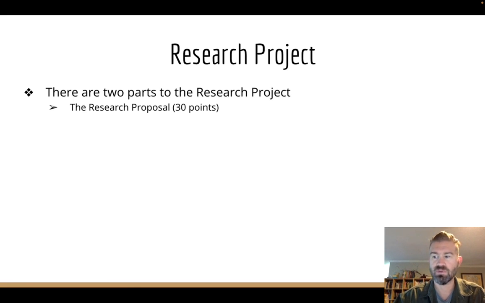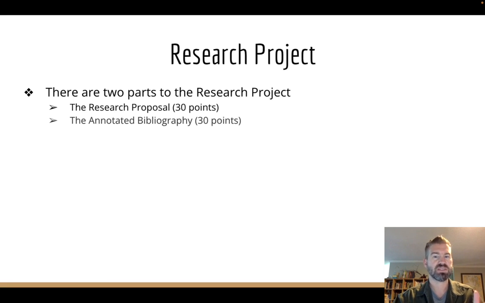This is one of the few assignments where I lay it out for you, and I really just want you to follow the bullet points as you go. So the first part is a research proposal. The second part is an annotated bibliography. So those are each worth 30 points. So 30 plus 30 gets 60 points. Now, if you haven't done an annotated bibliography, don't worry. I'm going to cover that here in a minute.